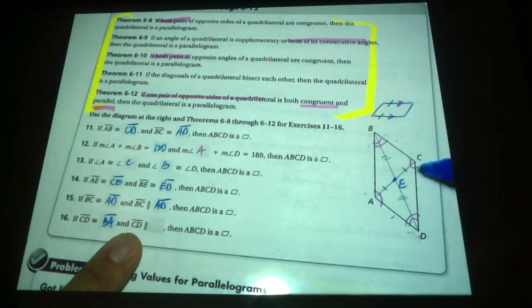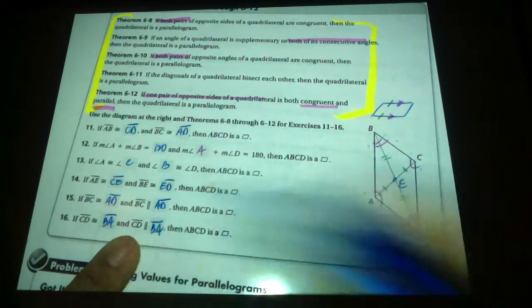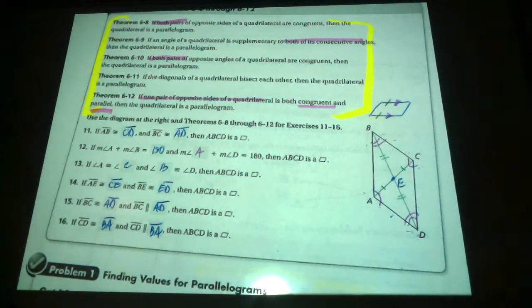And CD would be parallel to what? BA. And then you've also got a parallelogram. Alright, so let's look at some problems.